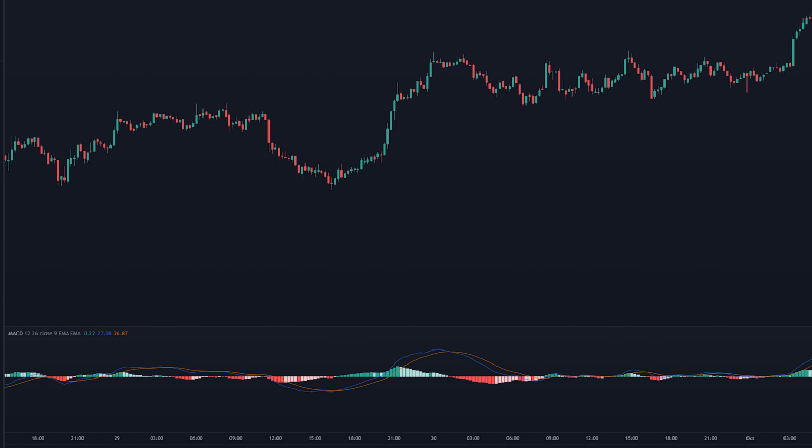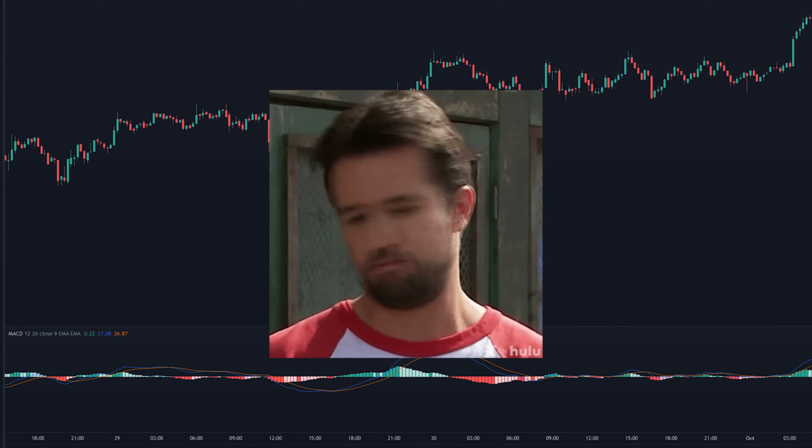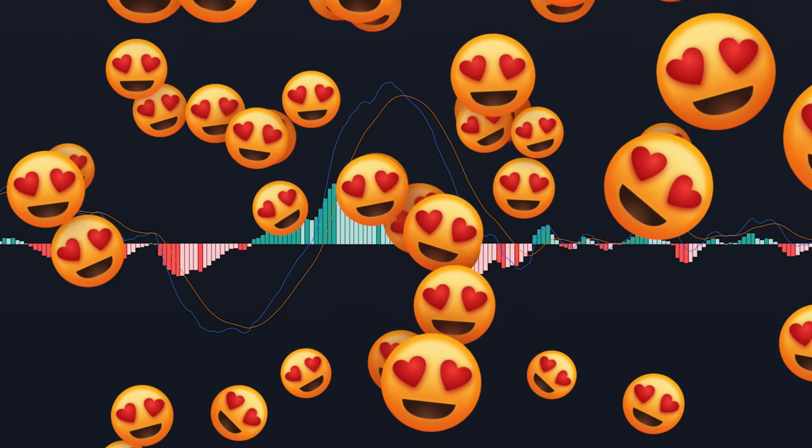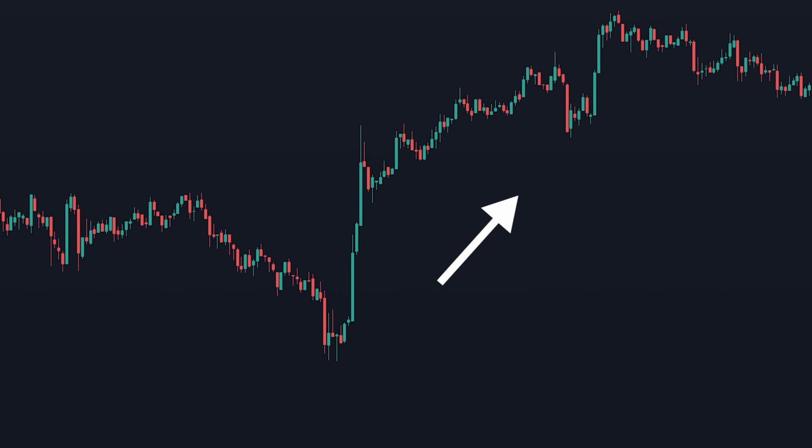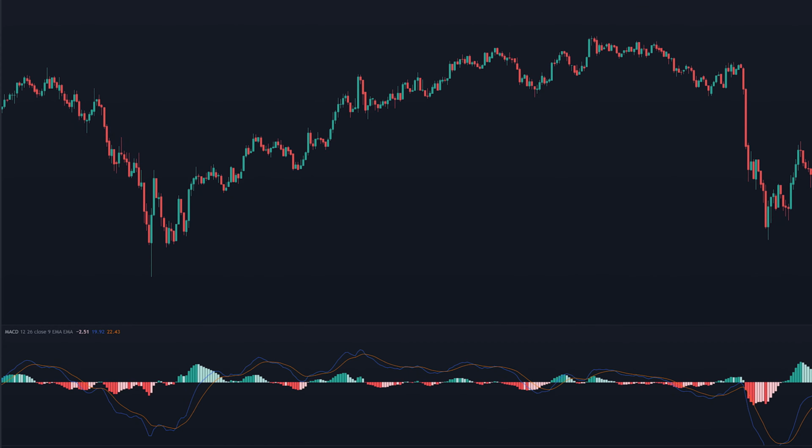But the problem most traders encounter is that they only use this indicator by itself. Let me tell you why this doesn't work. The MACD indicator works extremely well if the market is in a trend. So for example, here the MACD indicator is doing a great job indicating when the price is about to move upward, because the chart is in an upward trend.